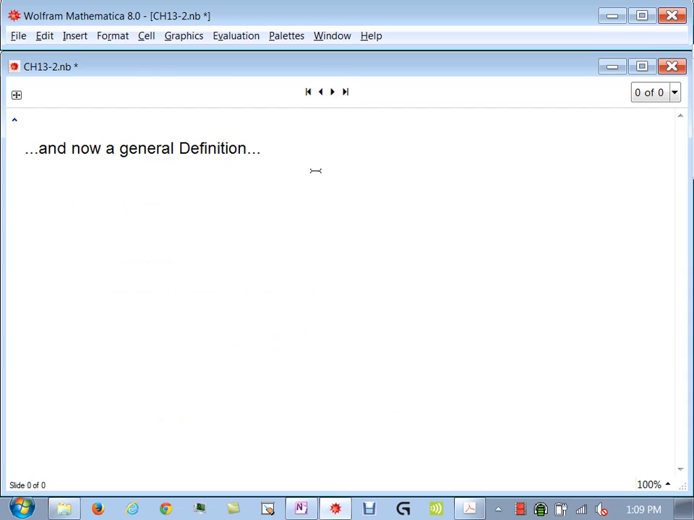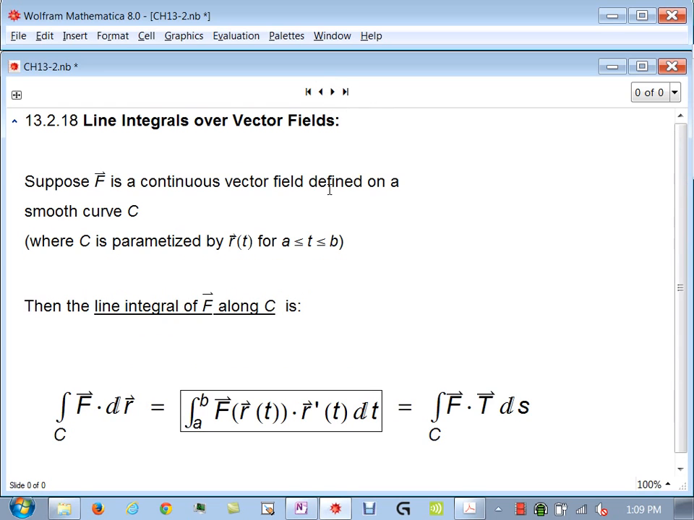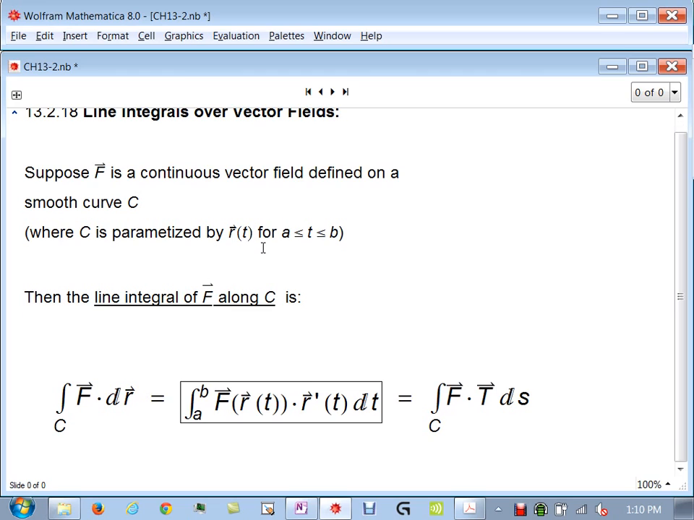All right, next. Now the general definition. Suppose f is a continuous vector field defined on a smooth curve C, where C is parameterized by r(t), with t between a and b. Then this is what we call the line integral of f along C.